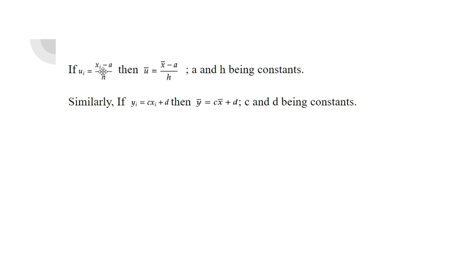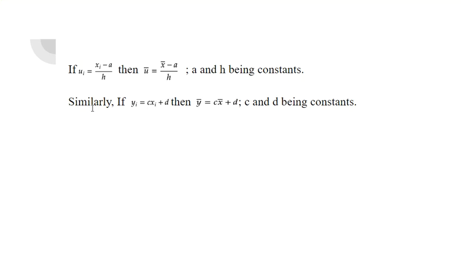If ui is equal to (xi minus a) upon h, then u bar is equal to (x bar minus a) upon h, where a and h are constants. Here we have done subtraction and addition. It means we have changed the origin. And here we have done division and multiplication. It means scale is changed.